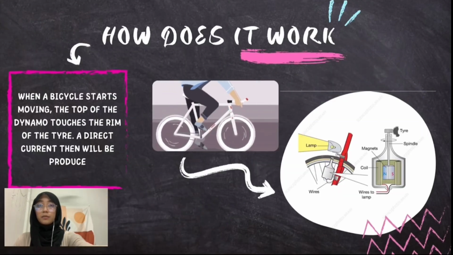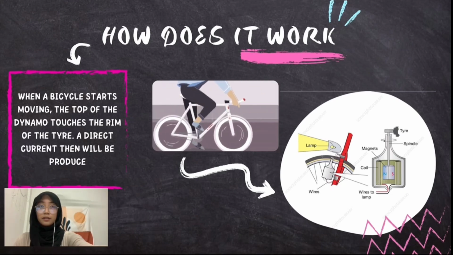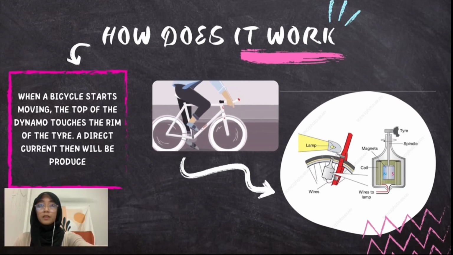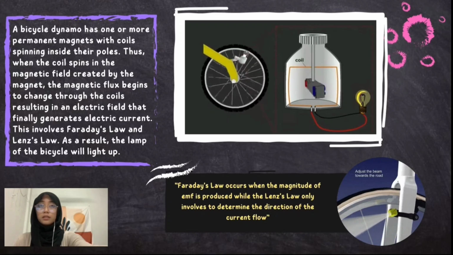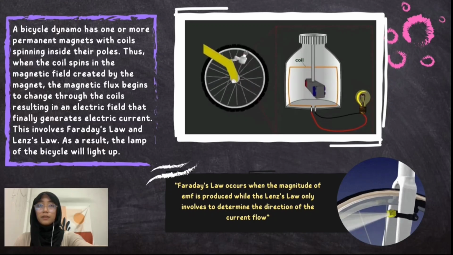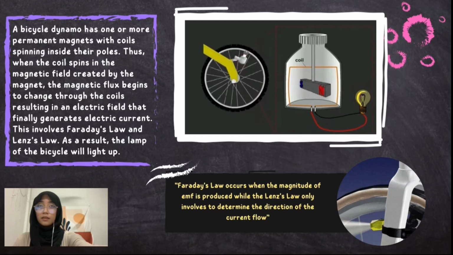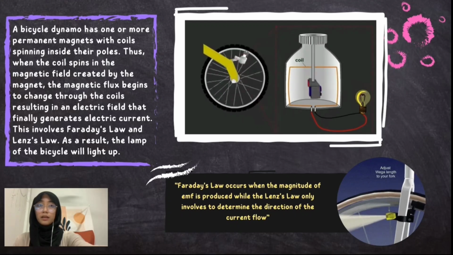When a bicycle starts moving, the top of the dynamo touches the rim of the tire. A direct current will then be produced. A bicycle dynamo has one or more permanent magnets with coils spinning inside their poles. Thus, when the coil spins in the magnetic field, the magnetic flux through the coils begins to change, resulting in an electric field that finally generates electric current. This involves Faraday's law and Lenz's law. As a result, the lamp of the bicycle will light up.